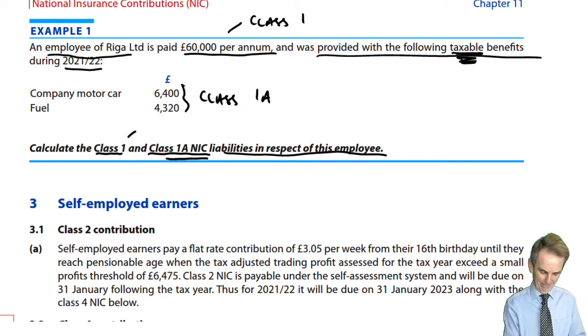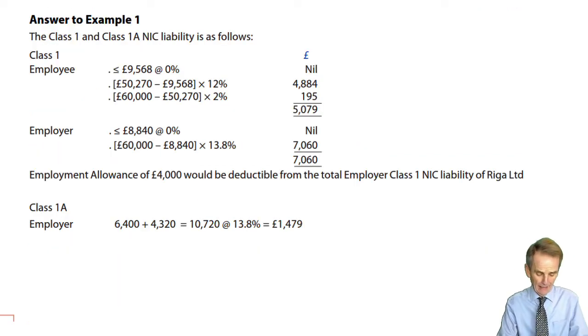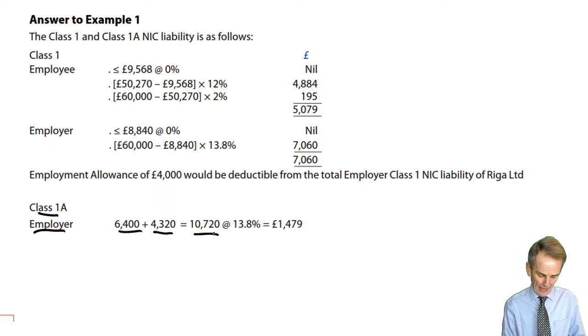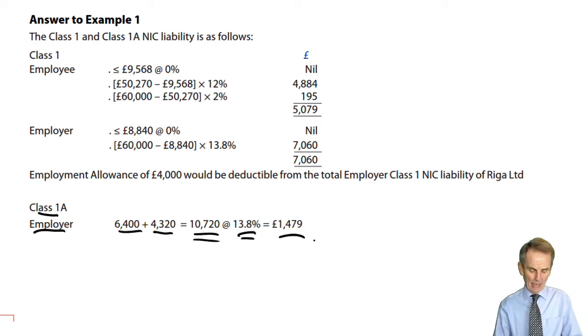Pause there for now. Okay, let's see how you fared on that little example. The easiest one to deal with first, I guess, would be the Class 1A for the employer, where you just pick up the taxable benefits. You might have to differentiate between those benefits that are taxable and those that are exempt, where you want the taxable benefits upon which this 1A NIC charge will arise. Whatever that total comes to, it's a straight 13.8% to give us the amount payable by the employer under Class 1A.